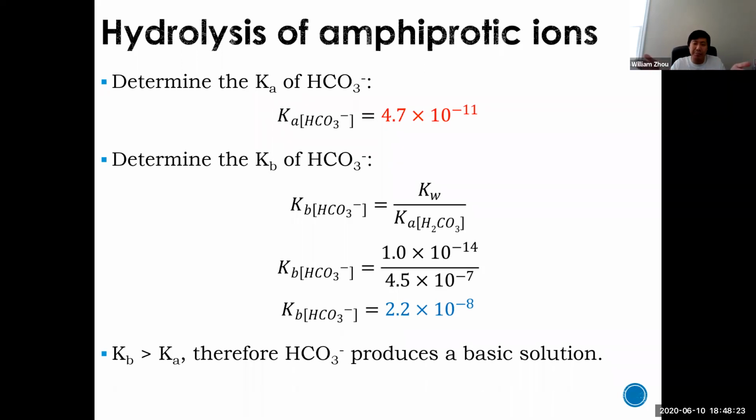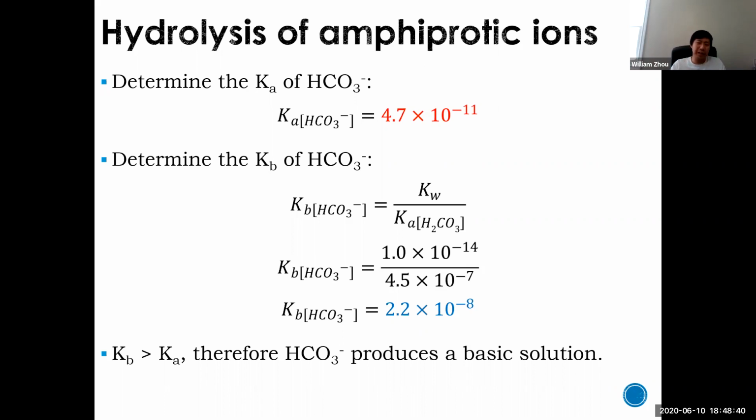Sodium bicarbonate is baking soda. Common sense tells us that this is a base. We know that because it's common knowledge. Why is it a base? Well, this is why: because for the bicarbonate ion, the Kb is higher than the Ka. Does that make sense, guys?